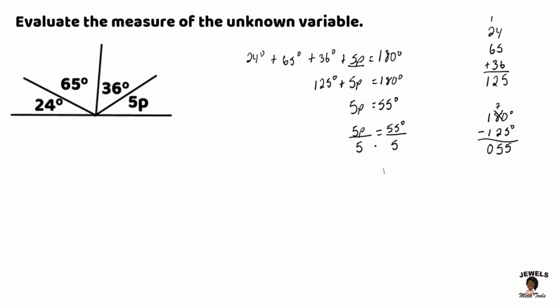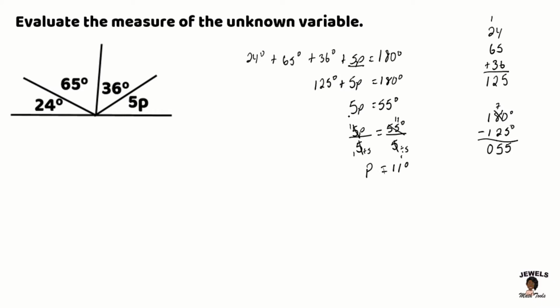Okay, so now we're going to be dividing both sides of our equation by 5. 5 divided by 5 is going to cancel, leaving us with 1. 5 divided by 5 is equal to 1. We're going to bring down our p. And 55, I will also divide by 5. So 5 divides into itself once. 5 divides into 55 11 times. So we found that p is equal to 11 degrees.